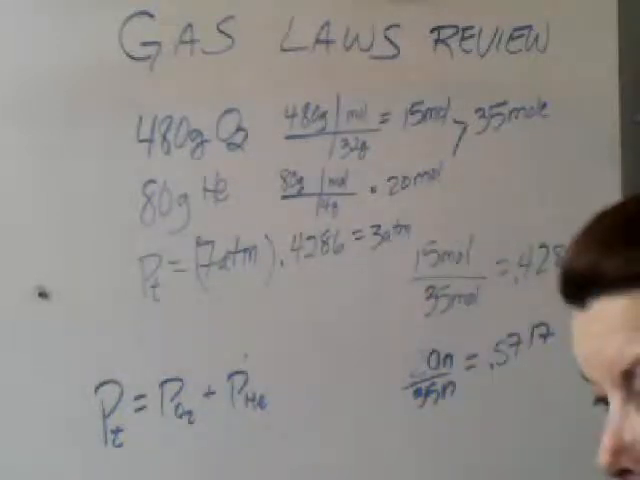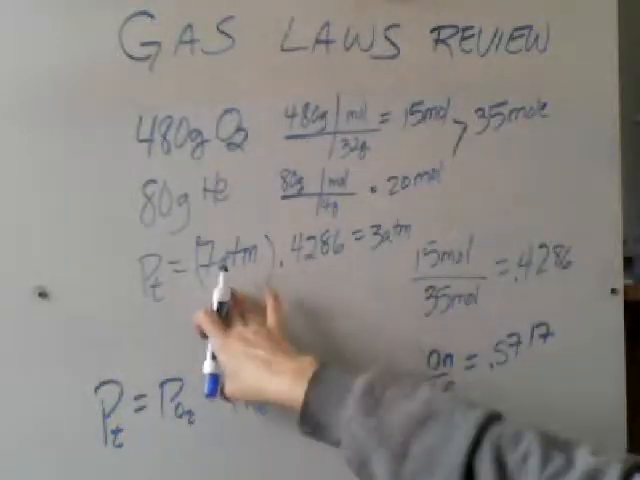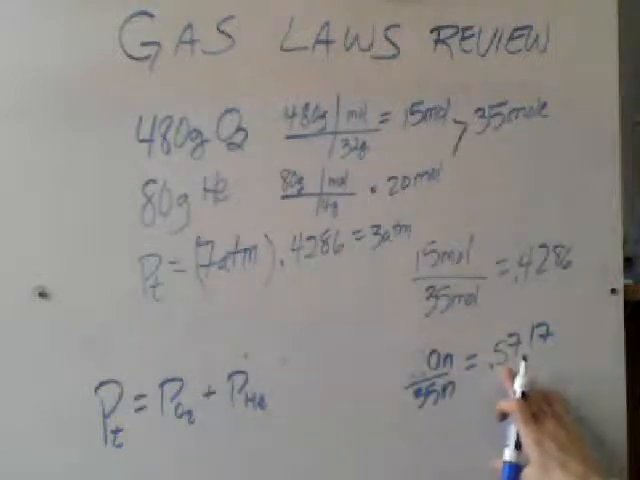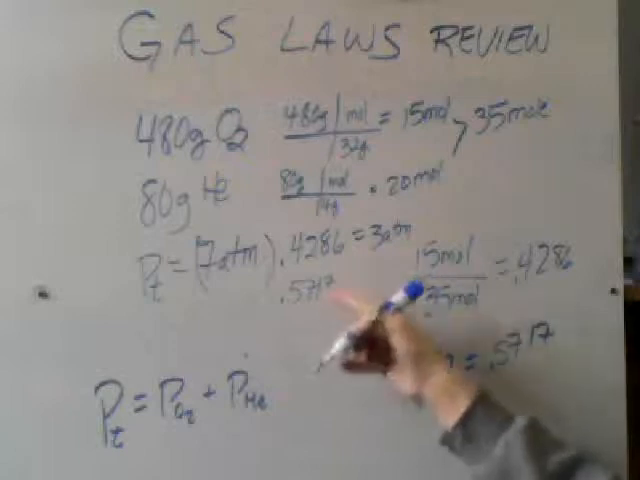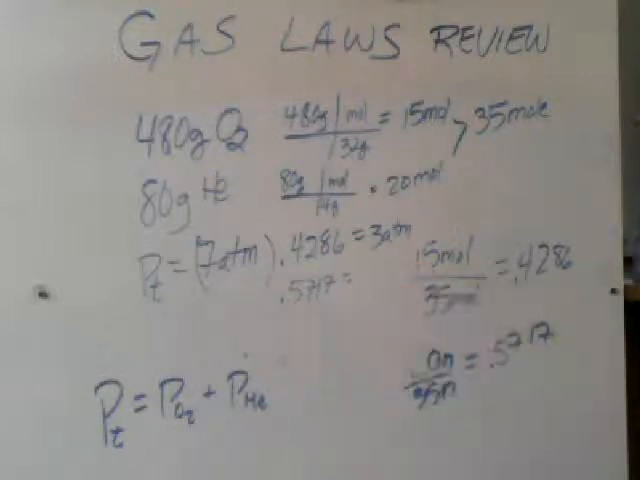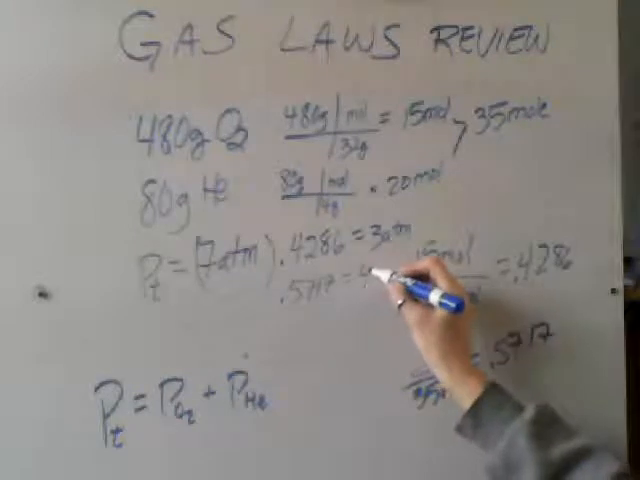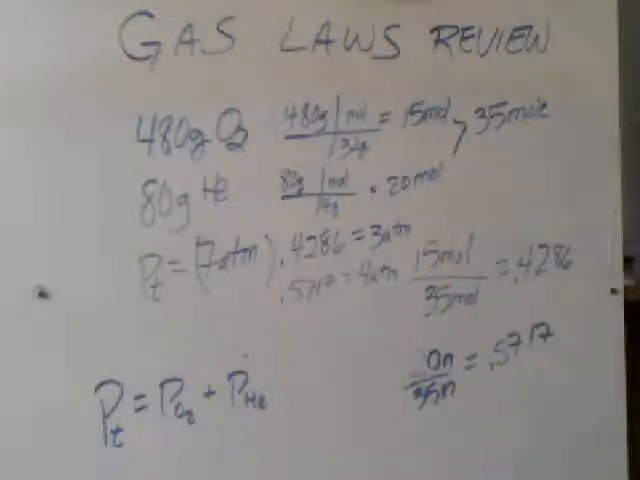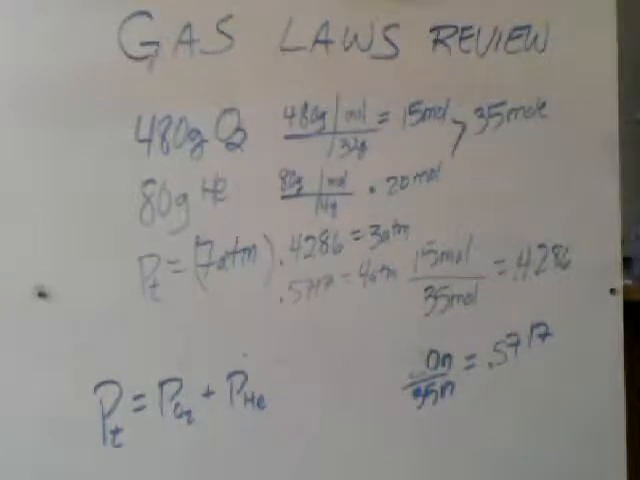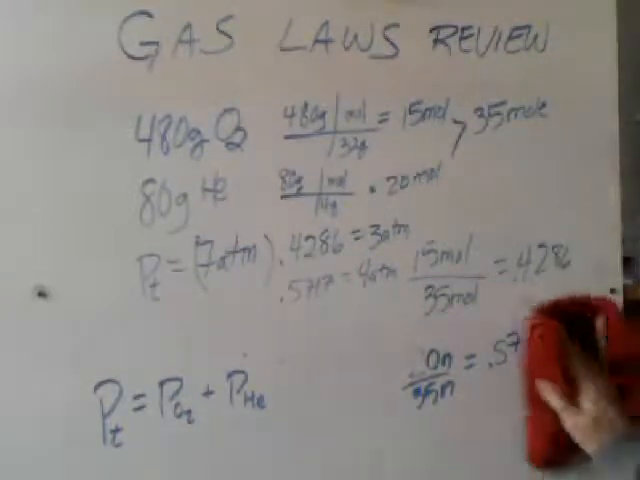By the same token, the partial pressure of helium is going to be 7 atmospheres times 0.5714. No units, remember, because it is just a ratio of those. And we find that the partial pressure for helium is 4 atmospheres. So we can use our mole fractions to find our partial pressures, or we could find our partial pressures to find our mole fractions.